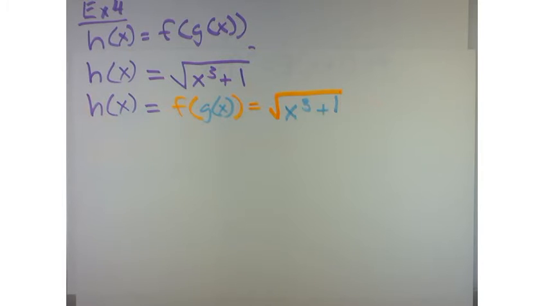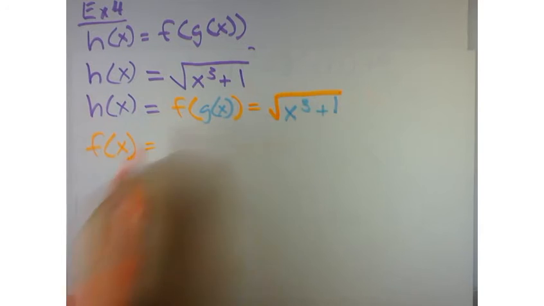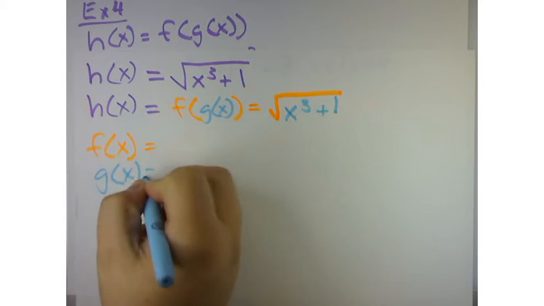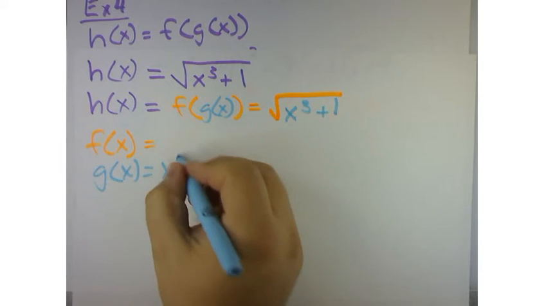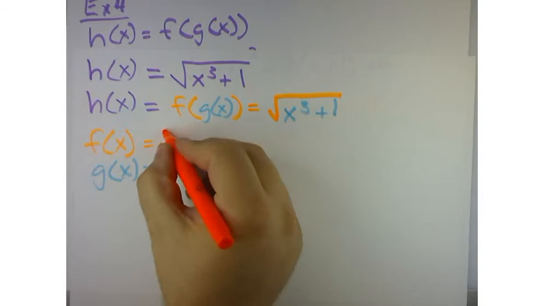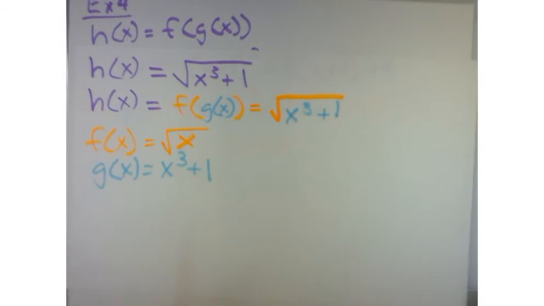So now what we need to do is figure out what f of x is and what g of x is. Well, g of x is easy. It's x cubed plus 1. F of x is the square root of something, and whenever we don't know what something is, we just put x.